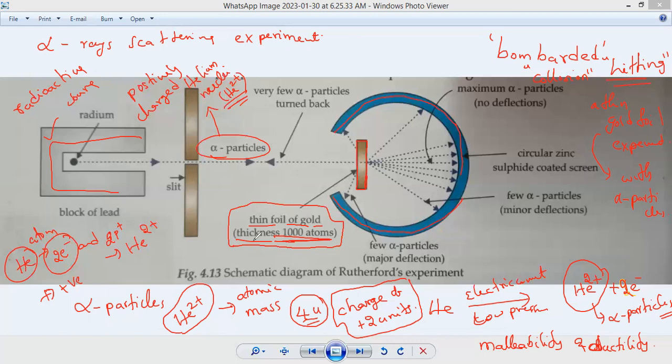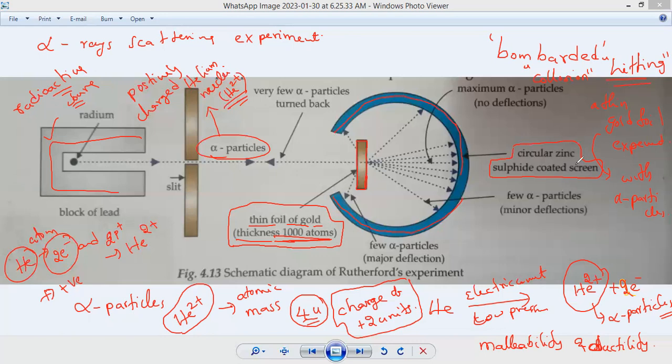Yes, sir. Now, if you observe very carefully, in the experiment he conducted, the gold foil with a thickness of 1,000 atoms was bombarded by alpha particles. He is releasing the alpha particles from the radioactive source, and these alpha particles go and strike the gold foil, and the resultant alpha particles hit the coating. What is that layer called? The zinc sulfide coated screen. That is how it happens.